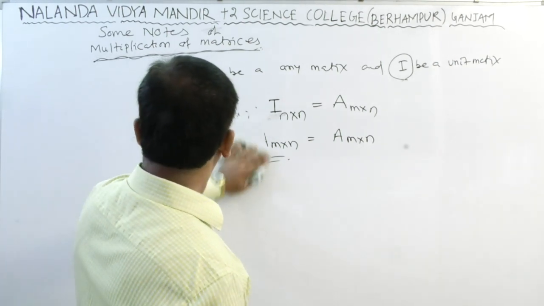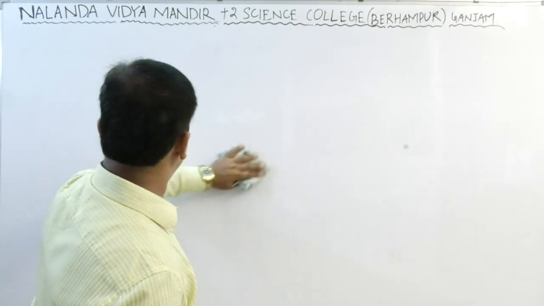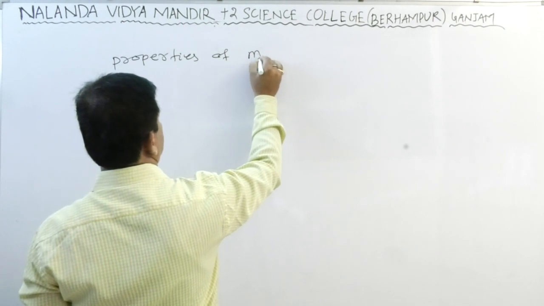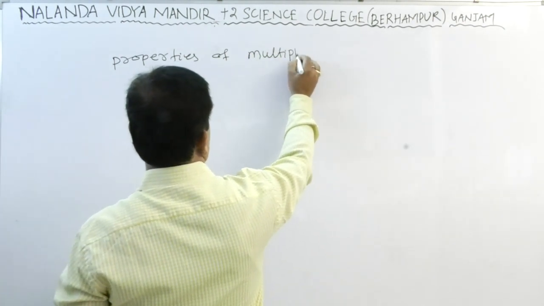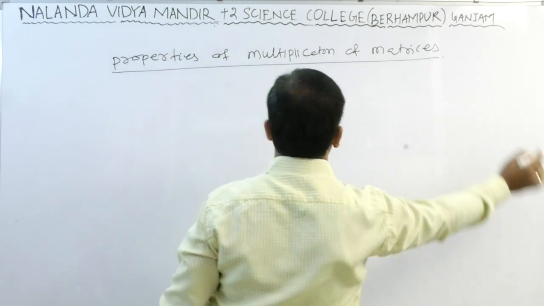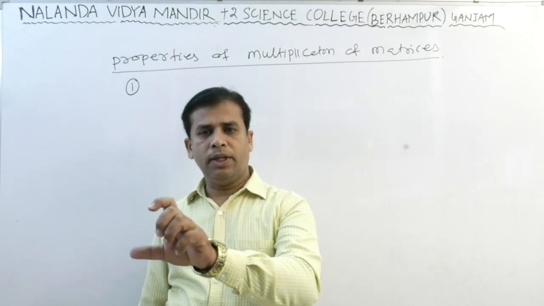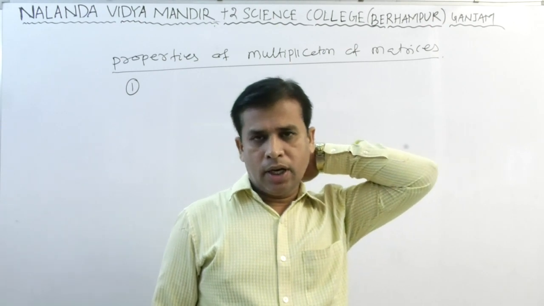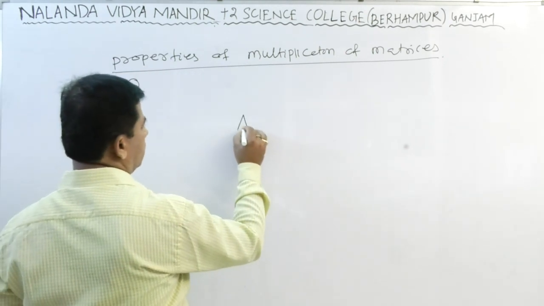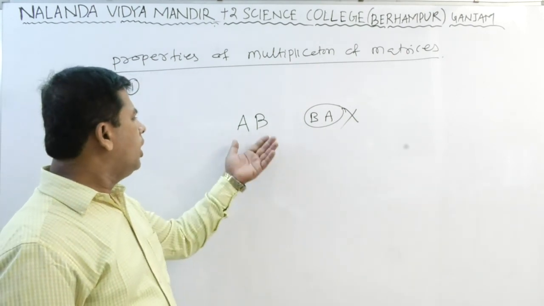Now we go to the properties of multiplication of matrices. The first property is commutative. Commutative means if we multiply A with B and B with A and they are equal, then we say matrix multiplication obeys the commutative property. But in matrix multiplication, if AB is defined, BA may not be defined. And then how can A into B be equal to B into A?